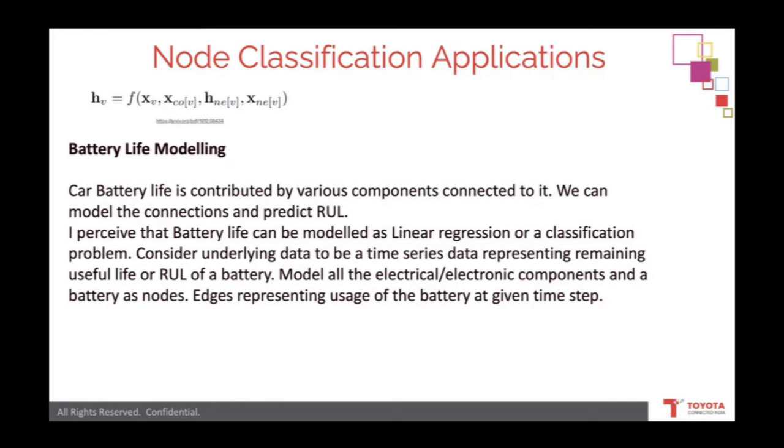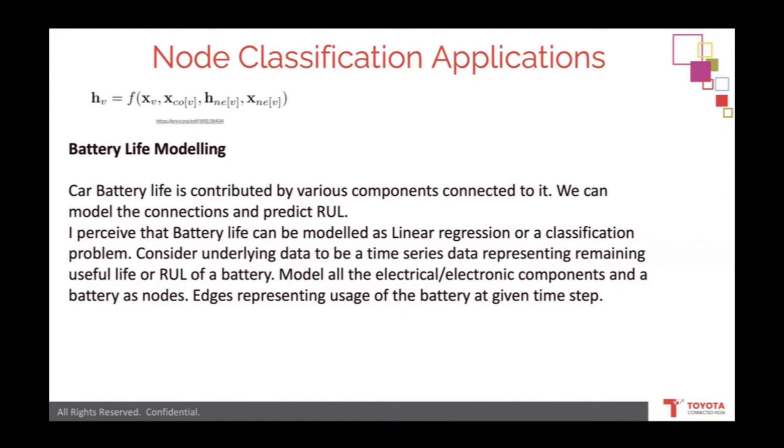So I perceive this battery life problem as a graph because all the components are connected to one battery. So this looks like a graph, right? Rather than representing it in rows and columns. If you model them as a graph, it's more intuitive to understand. And as we understand more, a neural network can also understand more on the graph. So that is the power of graph neural networks. Humans can also understand, and the model also can understand more on the given underlying graph data.